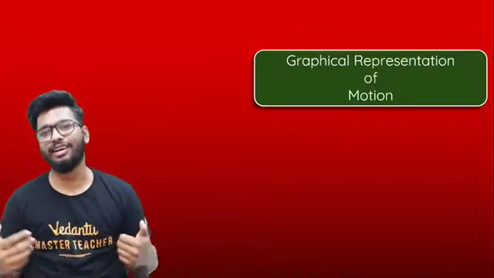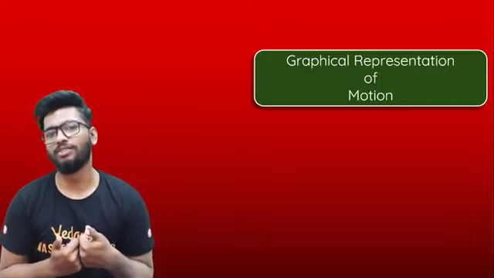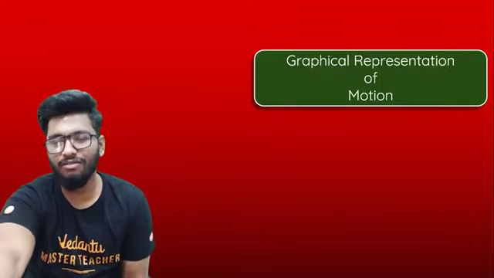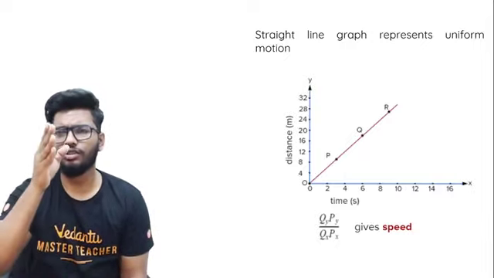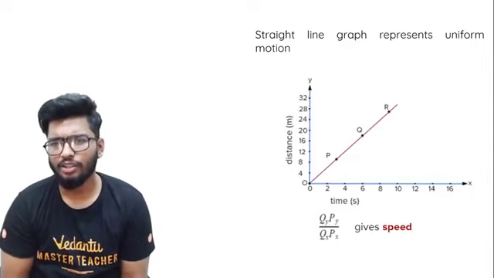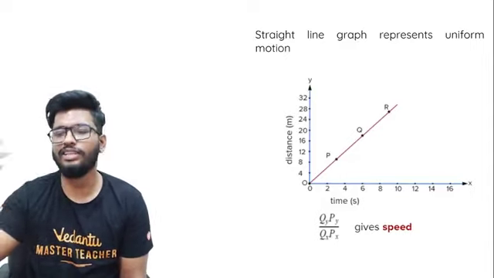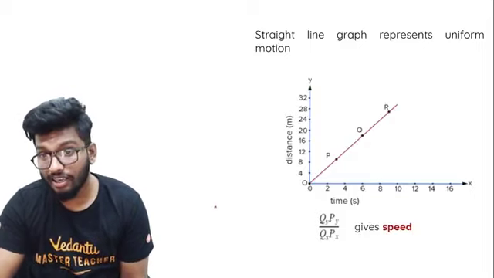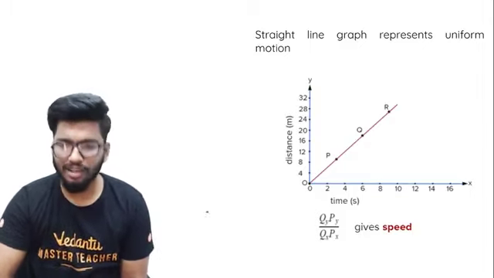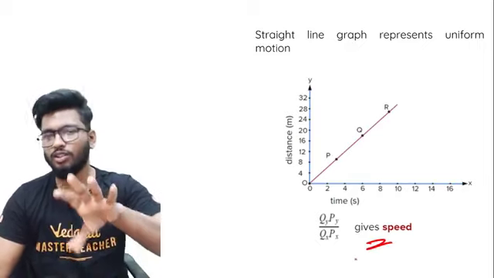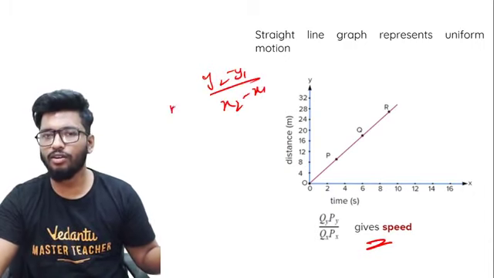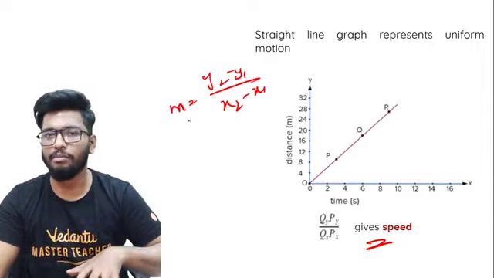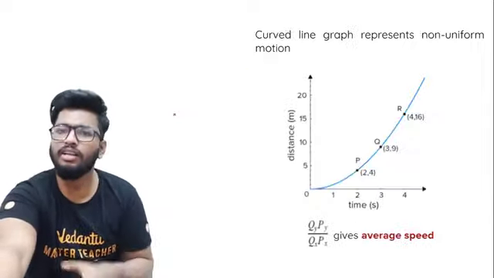Let's understand about graphs right now, the graphical representations of motion. We have two graphs: one is the distance time graph and the other is the velocity time graph. The distance time graph is a line graph which shows the distance on the y-axis and time on the x-axis. If you plot these values and find the slope of that graph, that will give you the speed of the object. You can find the slope by using the formula y2 minus y1 divided by x2 minus x1. Whatever the speed is, you'll be able to find it out.